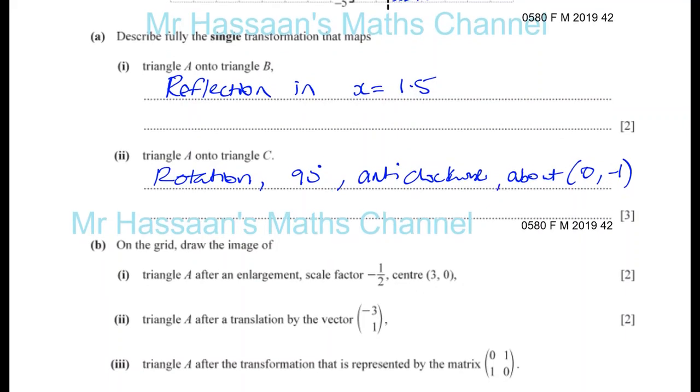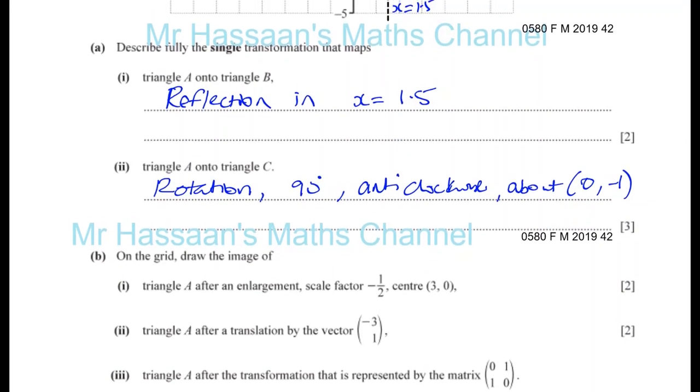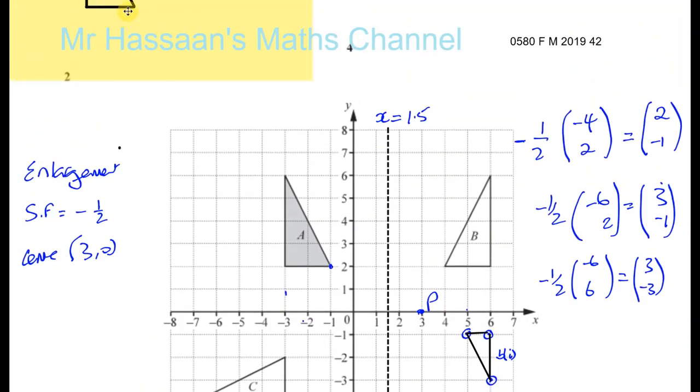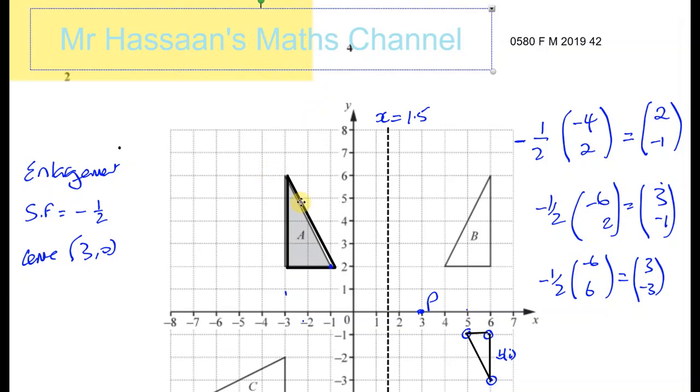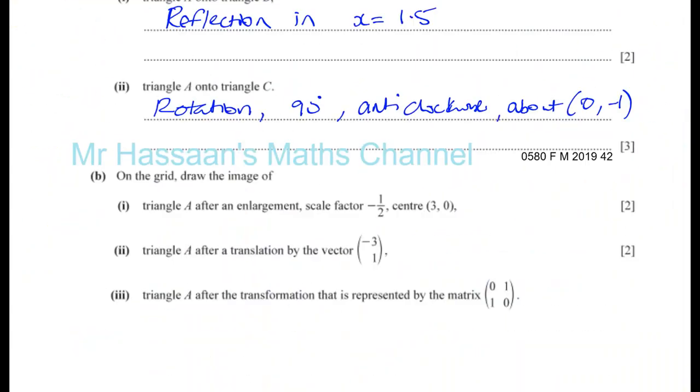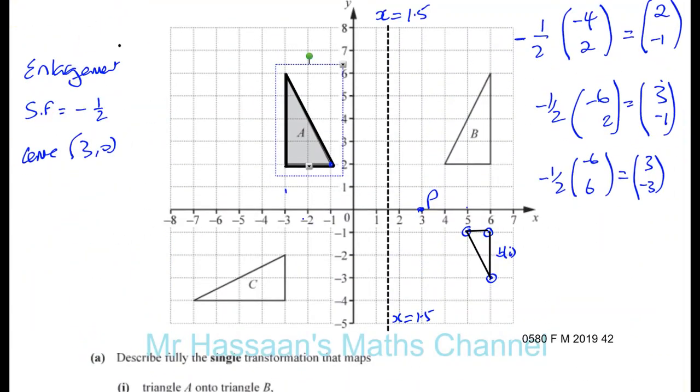Then it says draw the image of triangle A after a translation by vector minus 3, 1. Okay, so now let's get our triangle back here. So we're going to translate it by vector minus 3, 1. You could even use a tracing paper for this if you want, but it's not really necessary. Okay, so you know that the whole thing has to move 3 spaces to the left and 1 up, because it says translation of negative 3 and 1.